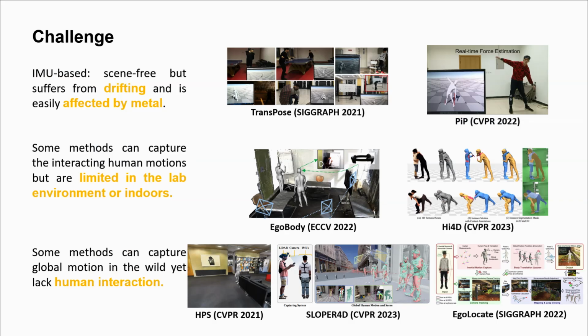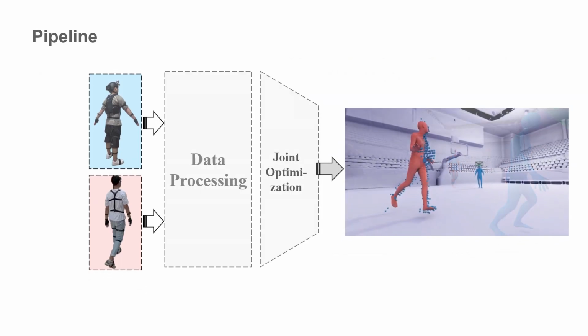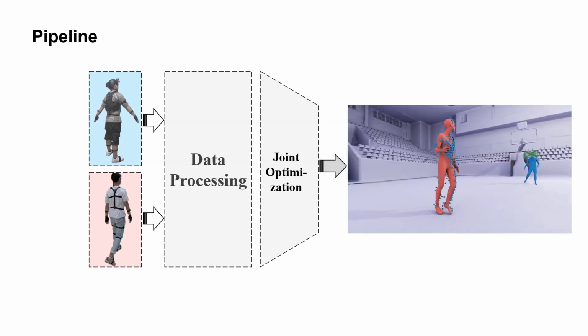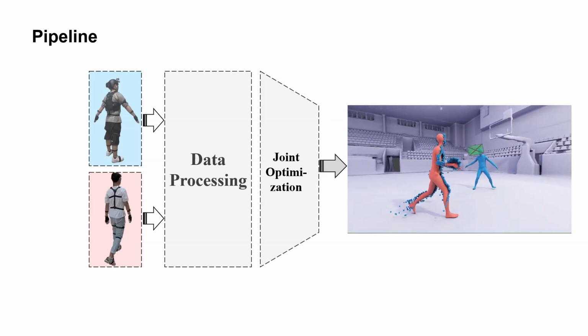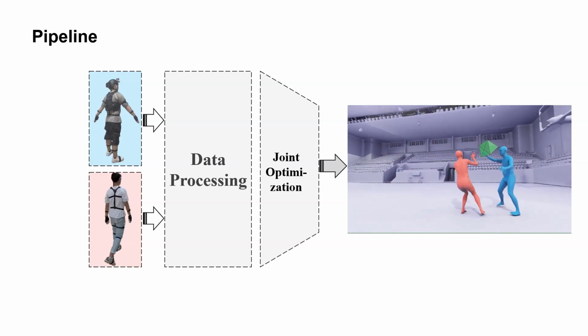IMU-based methods are scene-free but suffer from drifting and are easily affected by metal in the real world. Some methods can capture the interacting human motions but are limited to the lab environment or indoors. Some LiDAR-based methods can capture global motion in the wild yet lack human interaction. To overcome all these challenges, we designed an easy-to-use capturing system, captured multimodal data, and proposed a joint optimization method.